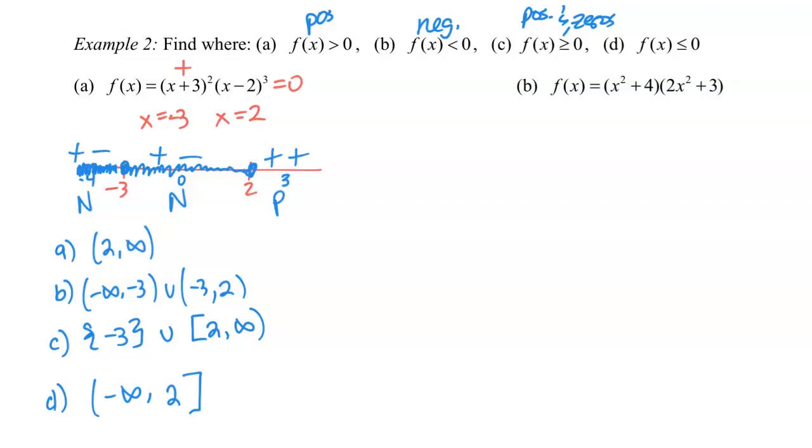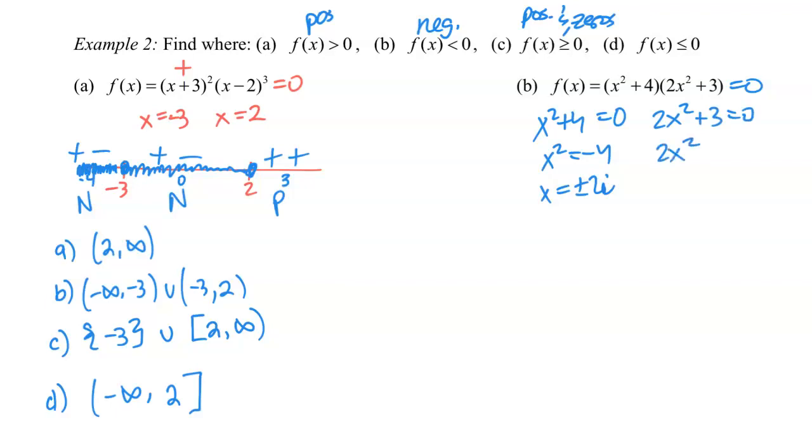Now letter B is going to go by much faster, because when we find the critical numbers, we find something very interesting. When I set x squared plus 4 equal to 0, that's x squared equals negative 4, and so x is equal to positive or negative 2i, and that's imaginary, so I can't put anything on my number line. Then 2x squared plus 3 equals 0 gives me 2x squared equals negative 3, so x squared equals negative 3 halves, and so x, again, is going to be something imaginary.